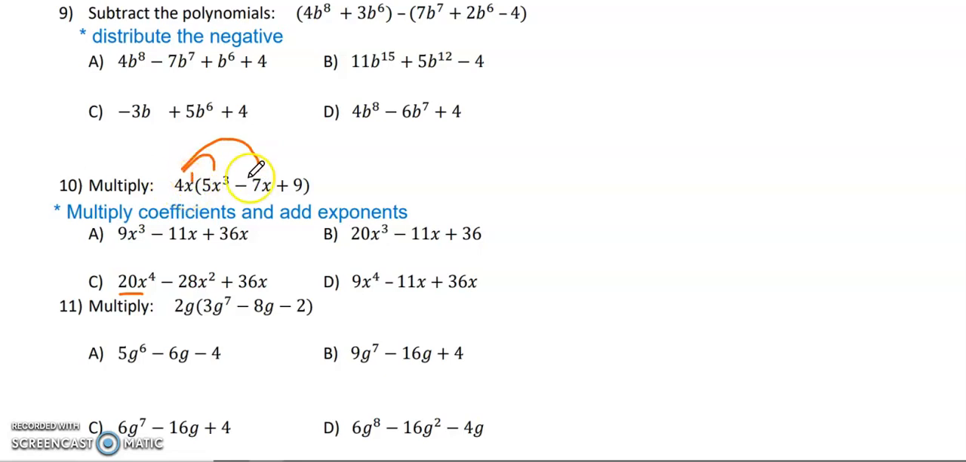So 4x to the first times negative 7x. 4 times negative 7 is going to become negative 28. And then I add the exponents, so 1 plus 1 makes 2. And then finally, I'm going to do that to the last term. 9 times 4 becomes 36. And I still have the x. So my answer is going to be C.